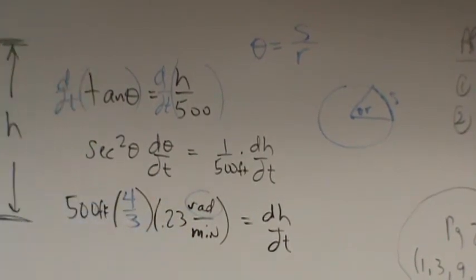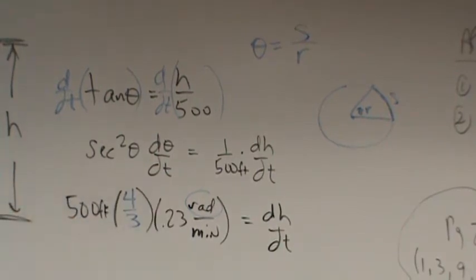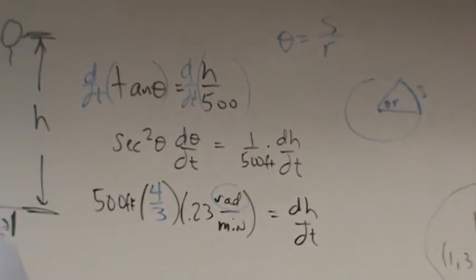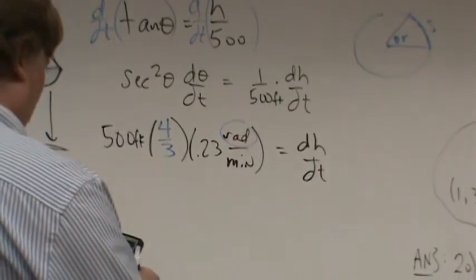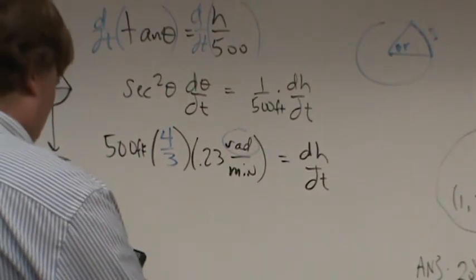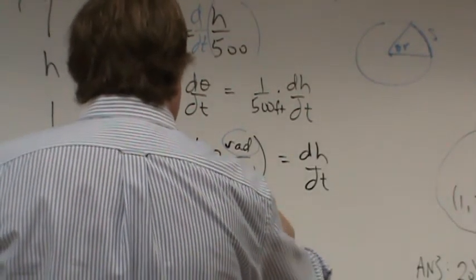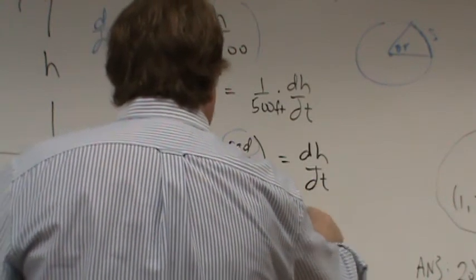It's 4/3. By the way, you're going to actually get some problems where you won't know what theta is, but you're going to be asked to get the cosine or sine of theta, and you're only going to be able to get that by using the lengths of the sides of the triangle. You won't even know what theta is, but you'll be able to get what the sine of theta or cosine of theta is anyway. Thank you, Zach. 500 times 4 divided by 3 times 0.23. So I get 153 feet per minute equals dh dt.